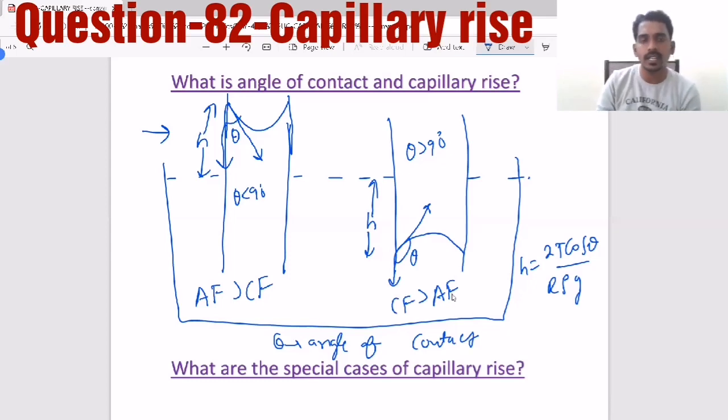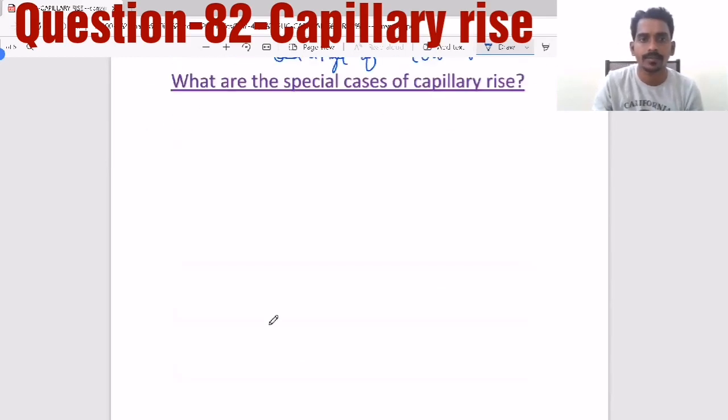When theta is less than 90, or in another way, when a liquid wets the solid surface, then theta is less than 90. When the liquid does not wet the solid surface, then theta is greater than 90 and cohesive forces are more. Just like when you take some mercury in your hand, it will not wet your hand. That is the angle of contact and capillary rise.